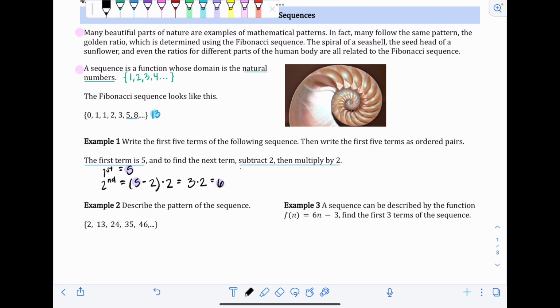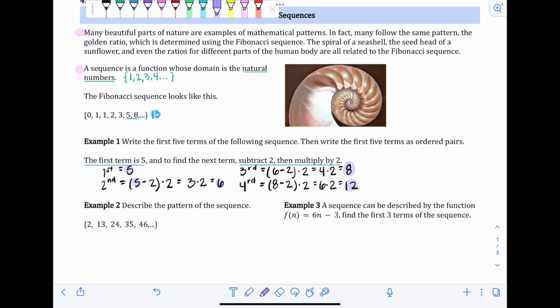To get the third term, we take the previous term, which this time is 6, then subtract 2 and multiply by 2. So 6 minus 2 is 4, and then I multiply that 4 by 2, and that would be 8. So the next term in my sequence would be 8. To get the fourth term, I would take the previous term, the 8, subtract 2 and then multiply by 2. So 8 minus 2 is 6, and 6 times 2 is 12.